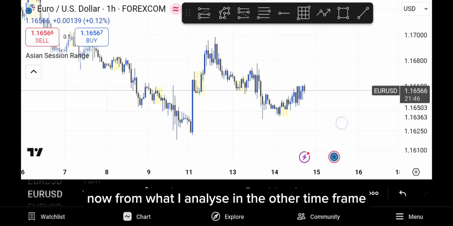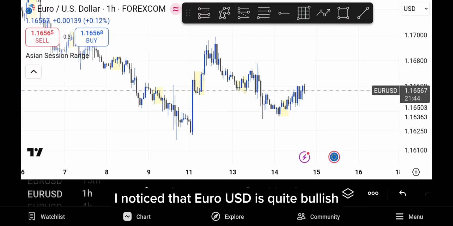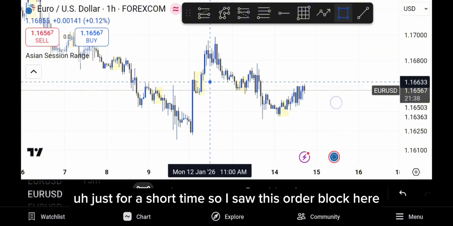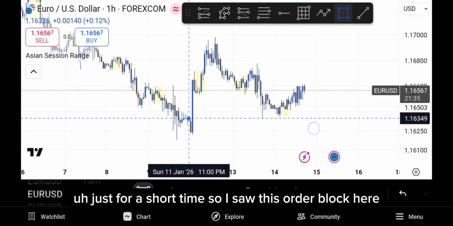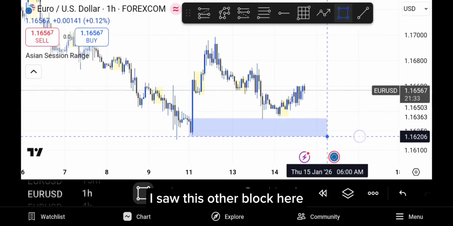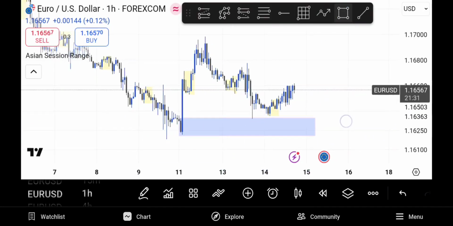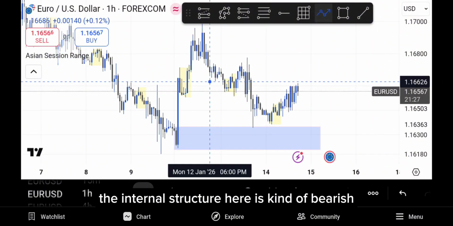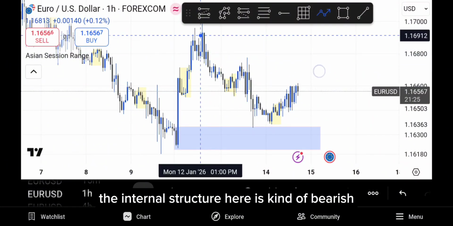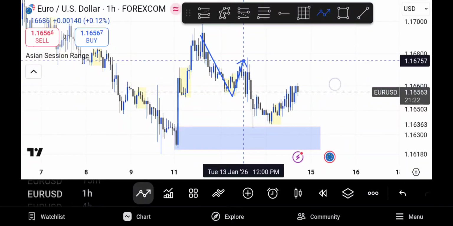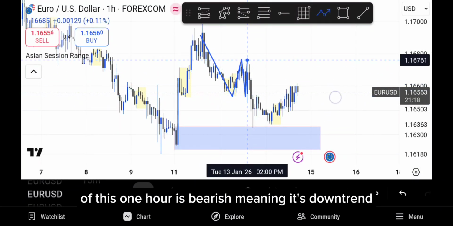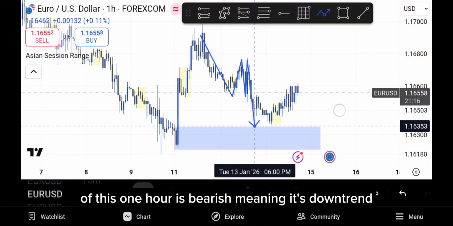Now, from what I analyzed in the higher time frame, I noticed that Euro USD is quite bullish, just for a short time. So I saw this order block here. I saw this other block here. Then when I looked at the internal structure, it is kind of bearish. The internal structure of this 1 hour is bearish, meaning it's a downtrend.